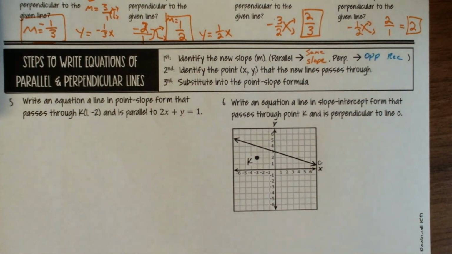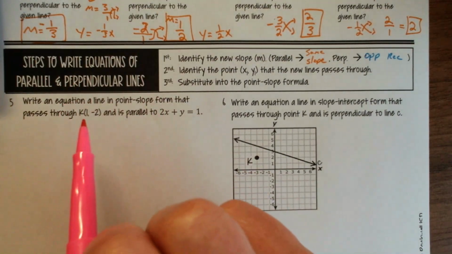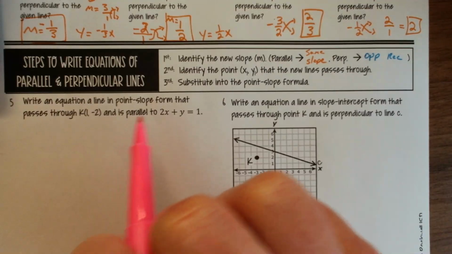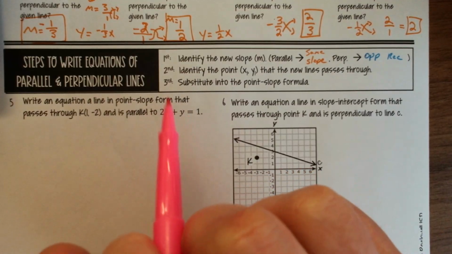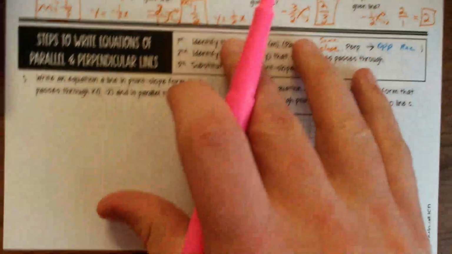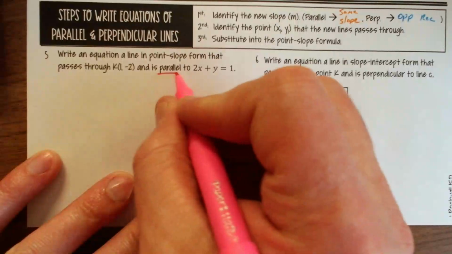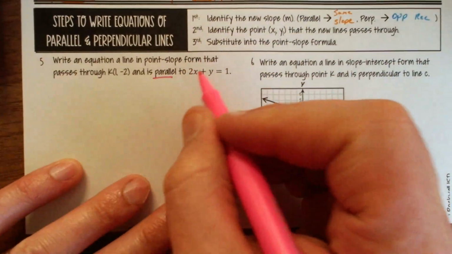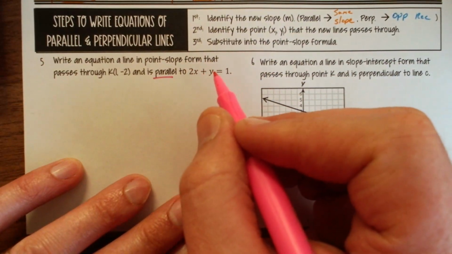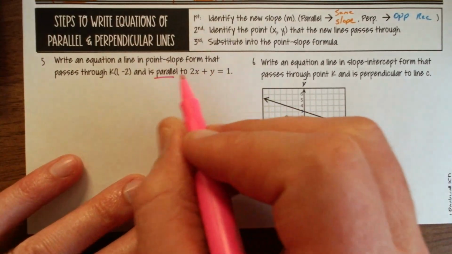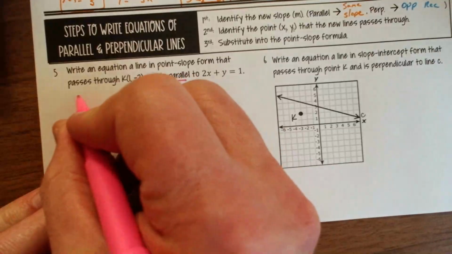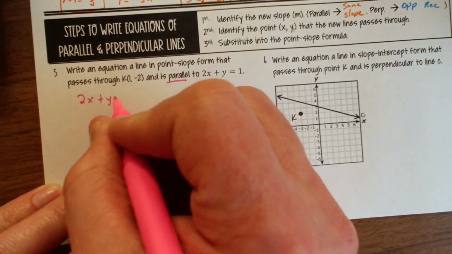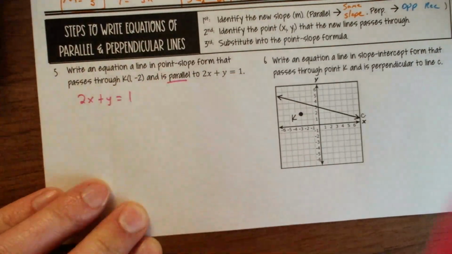So oftentimes we're given these problems of write an equation of a line in point slope form that passes through this point, 1, -2, and it's parallel to this. So there you have a lot of things going on here. First thing is we're identifying that it's parallel. So therefore, it's going to be the same slope. So the first thing I need to do is convert this into slope-intercept form so I know what the slope is. I have 2x plus y equals 1.